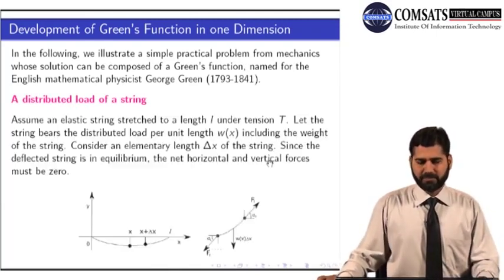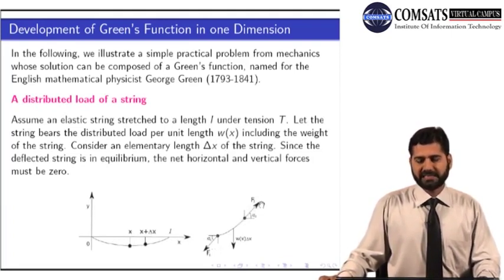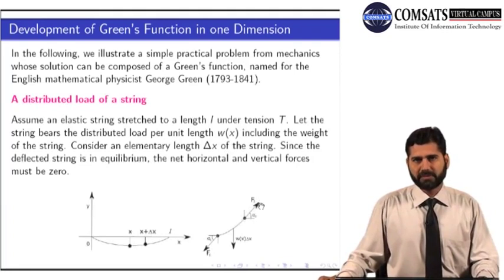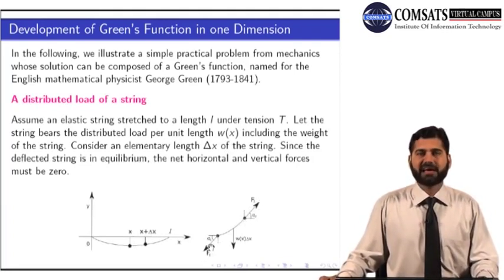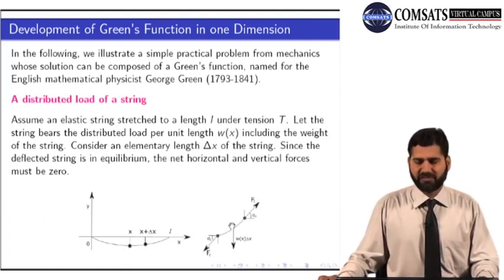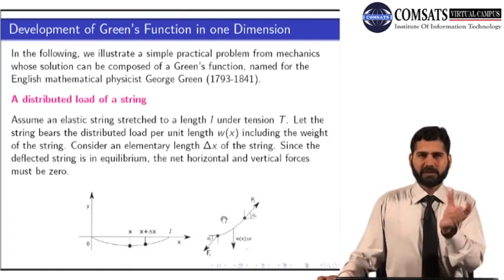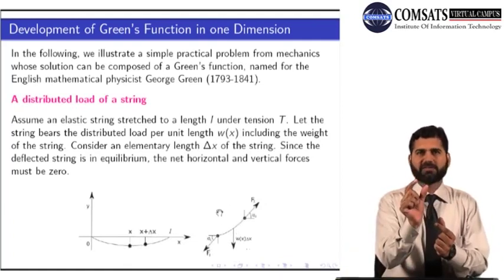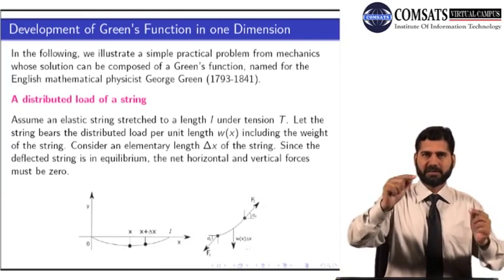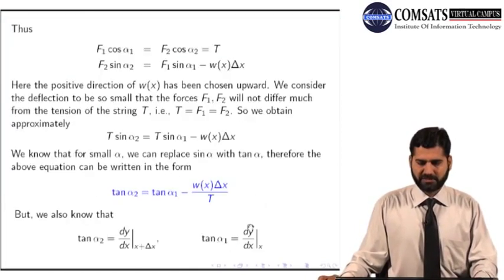If this is the direction of the force, and let this force F2 make an angle of alpha 2 with the x-axis, and F1 makes an angle of alpha 1 with the x-axis, and Wx delta x is of course the weight, which goes downwards. So this is the picture. This is basically what's happening with the small element of the string.